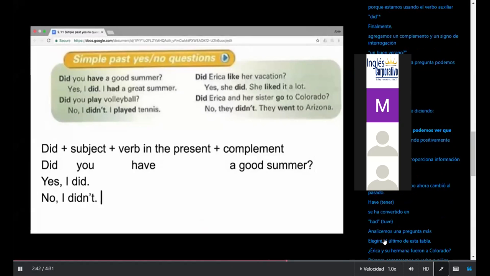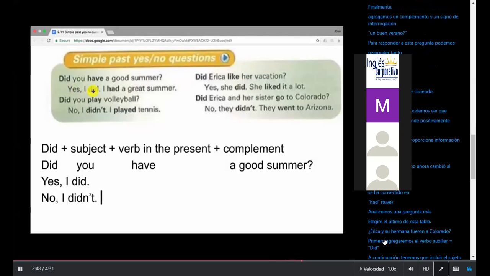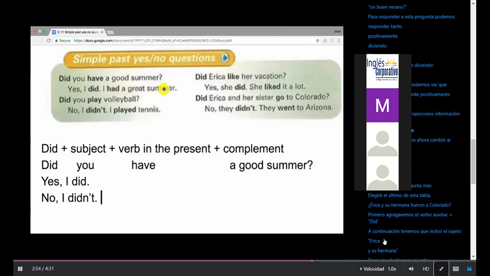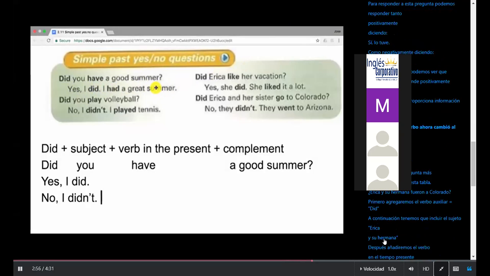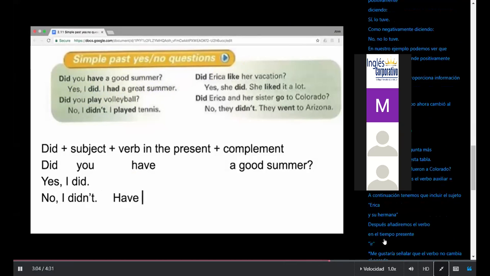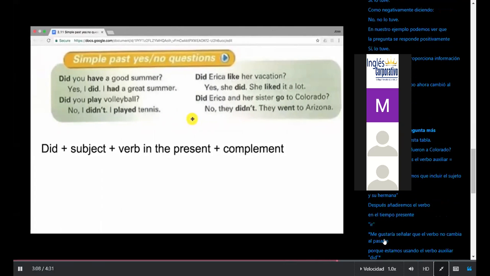In our example, we can see that the question was answered positively. Yes, I did. Then extra information is given. I had a great summer. Notice that the verb now changed to the past tense. Have turned into had. Let's analyze one more question.